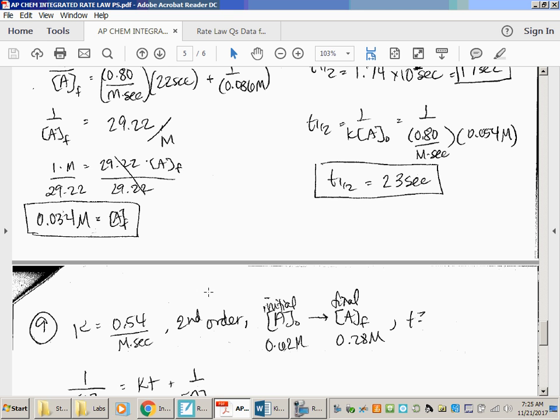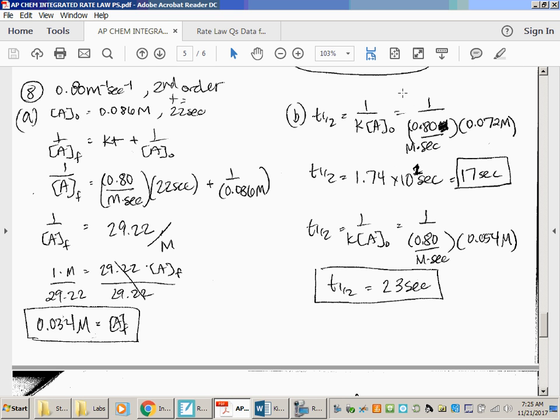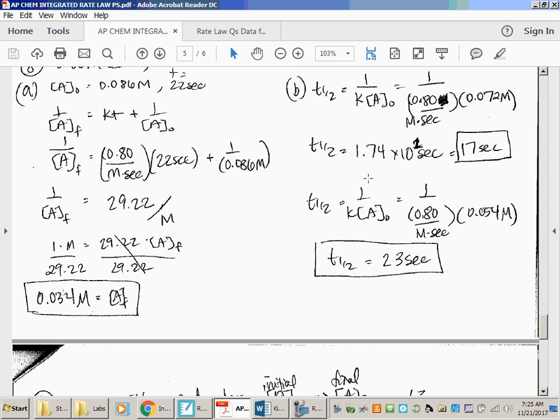So 0.034 is your final. And then I think you guys probably were okay with that. You just plug the numbers in. It's not too tricky here. But solving for the half-life is the secondary question.